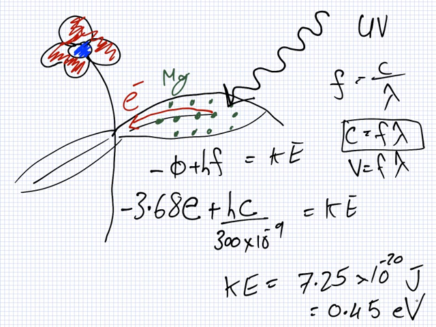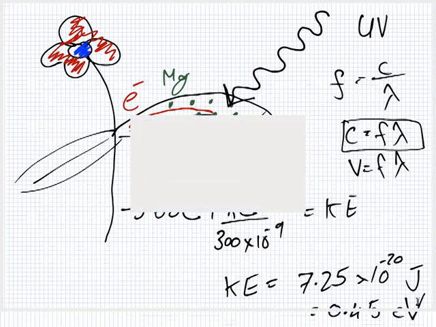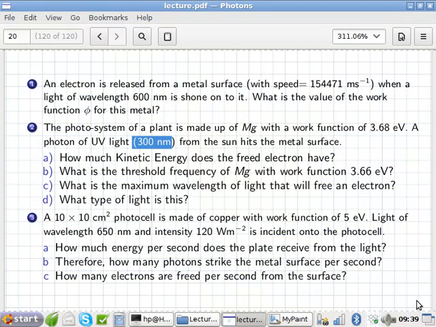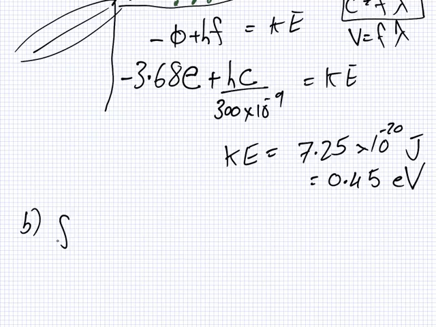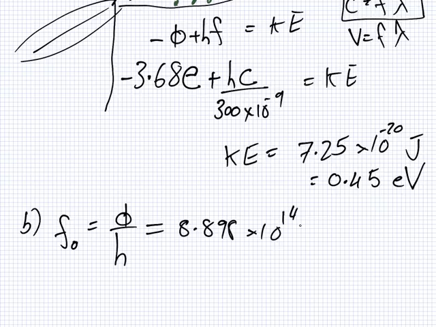Okay? What's the next part now? What is the threshold frequency? If you remember the formula here, threshold frequency is work function divided by h. I got 8.898 times 10 to the 14 hertz.